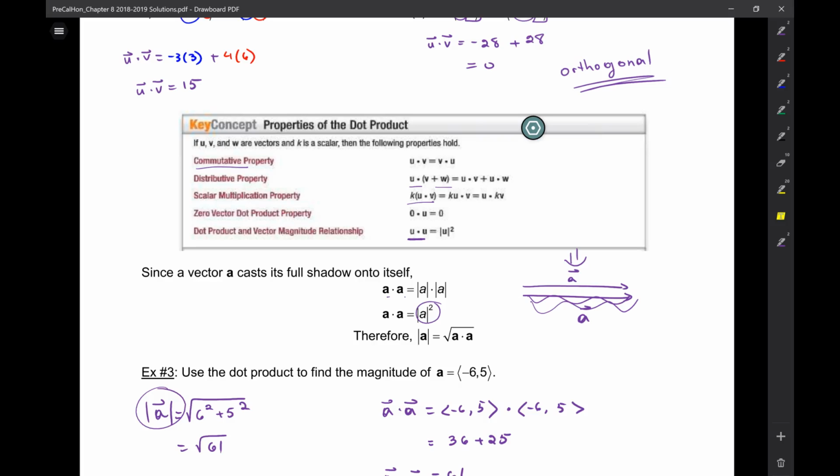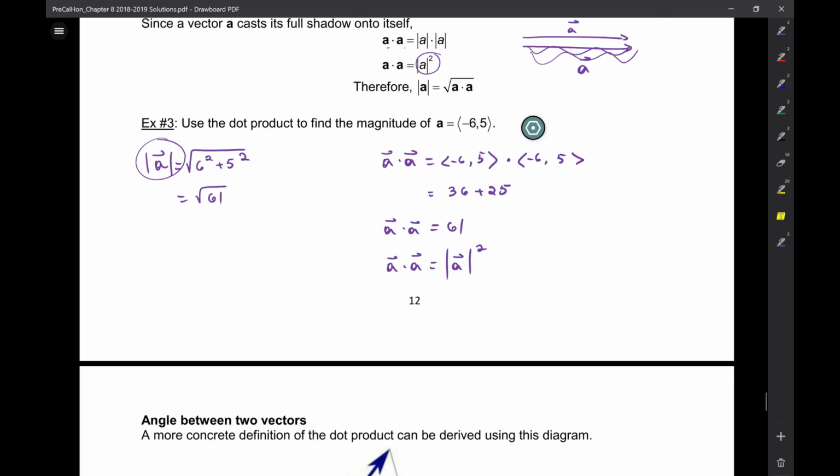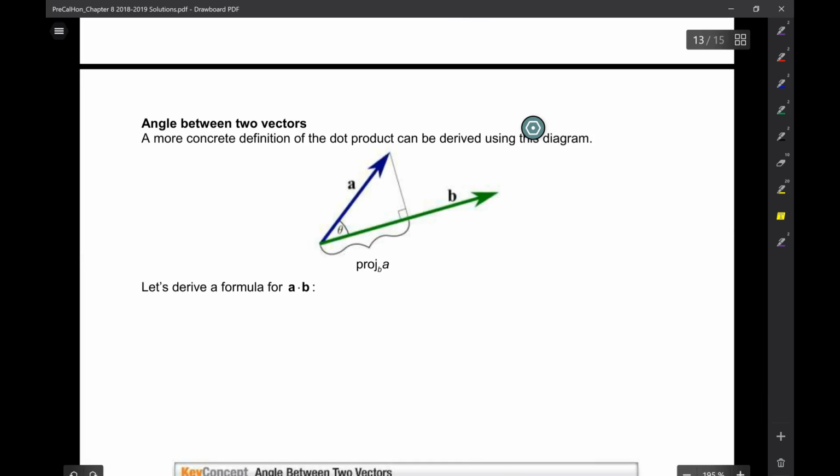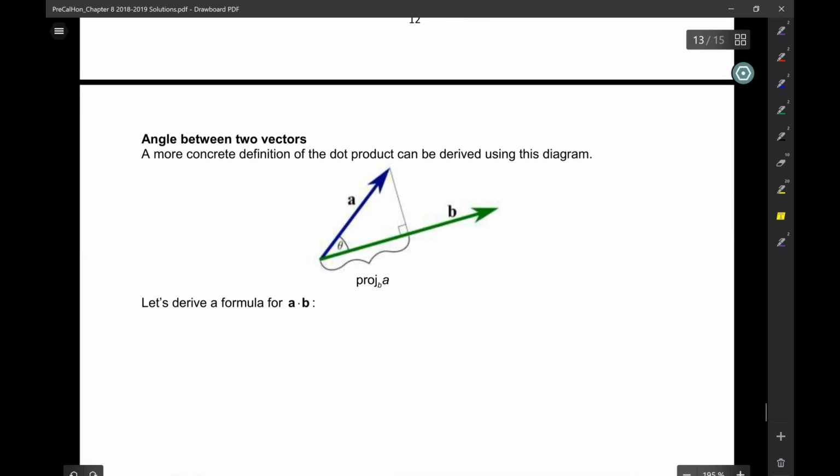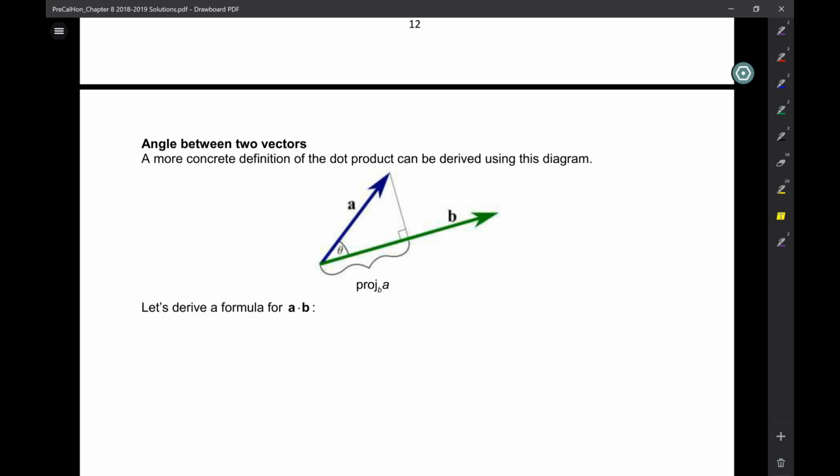So after having done that, we're going to talk about what it means and how we can find the angle between two vectors. Remember, in our conversations before, we touched on the angle between the two vectors, and we saw that it did matter, right?